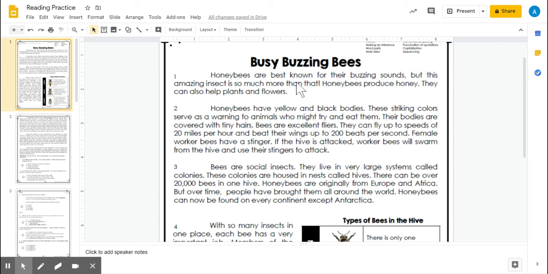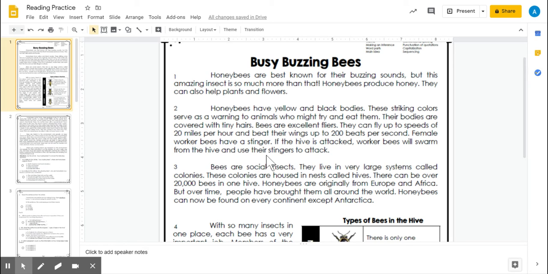It says honeybees are best known for their buzzing sounds, but this amazing insect is so much more than that. Honeybees produce honey. They can also help plants and flowers. Honeybees have yellow and black bodies. These striking colors serve as a warning to animals who might try and eat them. Their bodies are covered with tiny hairs. Bees are excellent flyers. They can fly up to speeds of 20 miles per hour and beat their wings up to 200 beats per second.